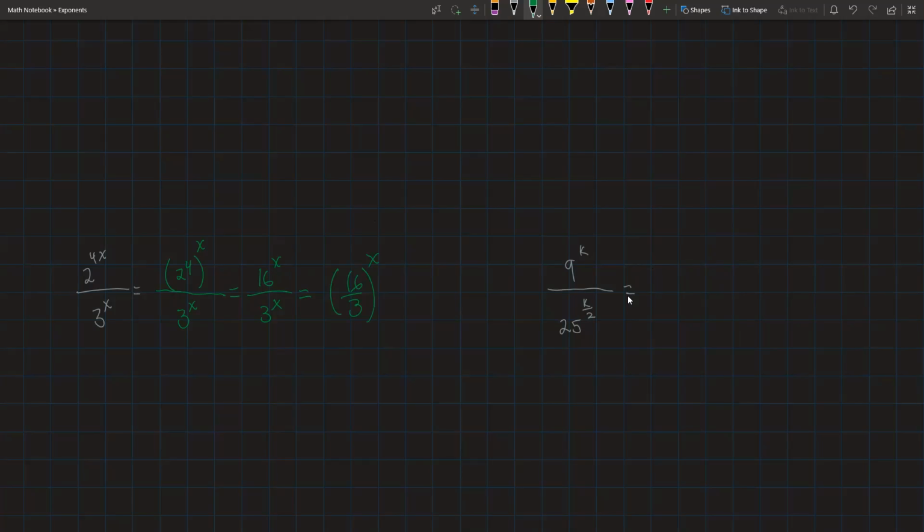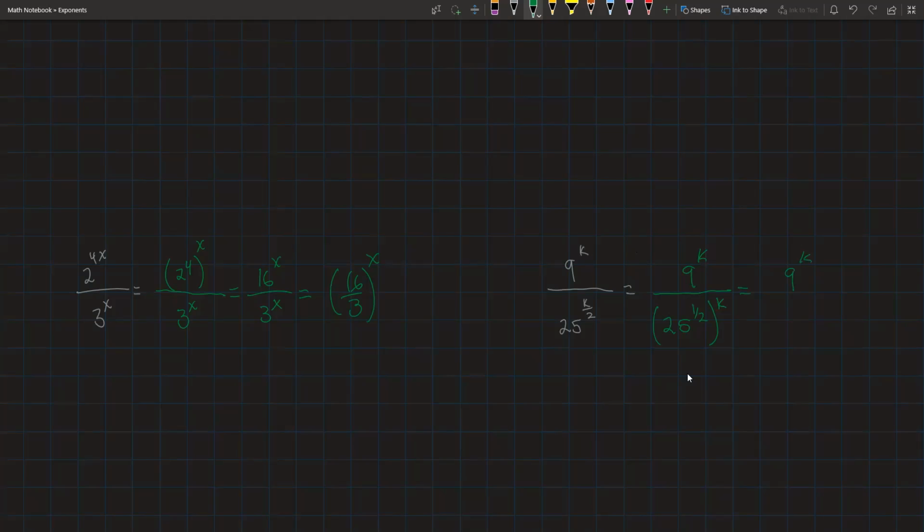Otherwise, let's check it now. The numerator stays as is, but there's something going on in the denominator that we should change, because k over 2 is not the same as k. Therefore, we are going to rewrite this as 9 to the k over 25 to the 1/2. So again, I'm not writing both of the options, just one of them, to the k, the one that simplifies. 1/2 times k is the same as k over 2. And what does that simplify to?